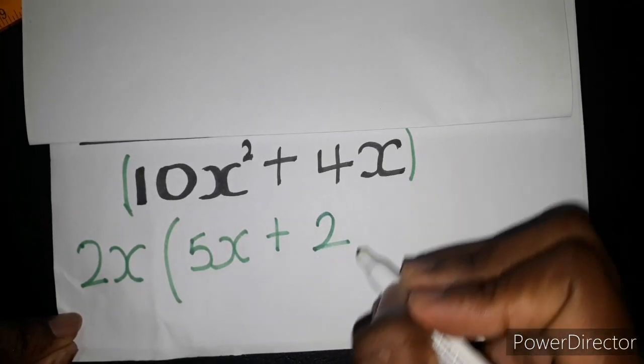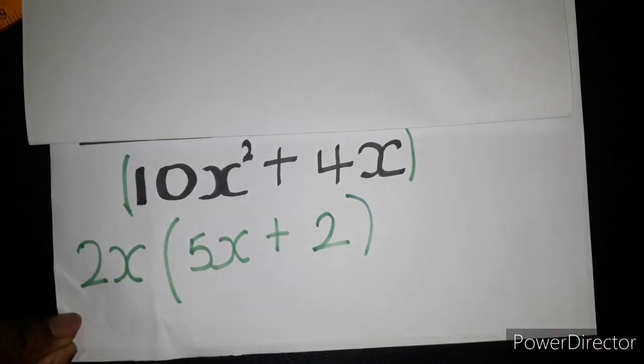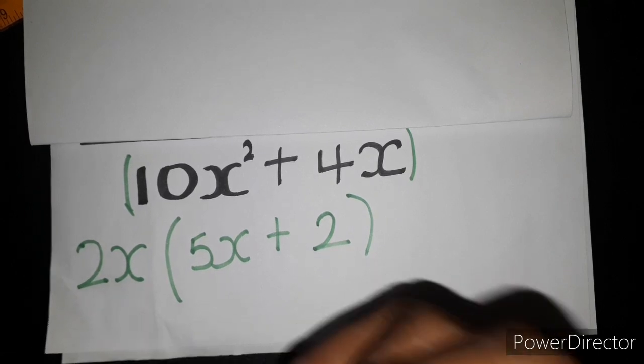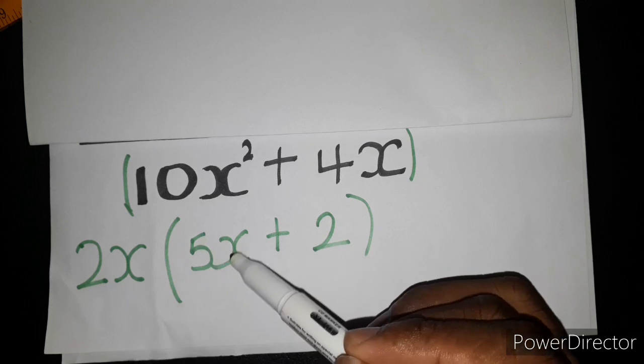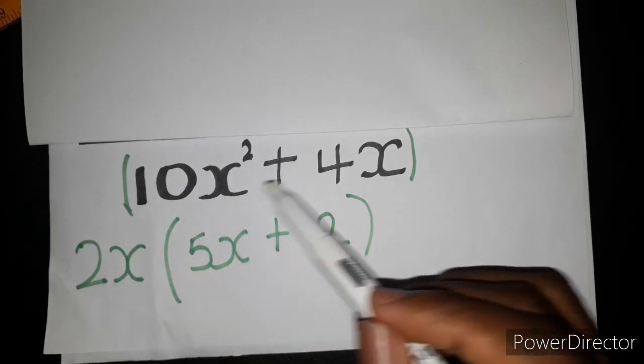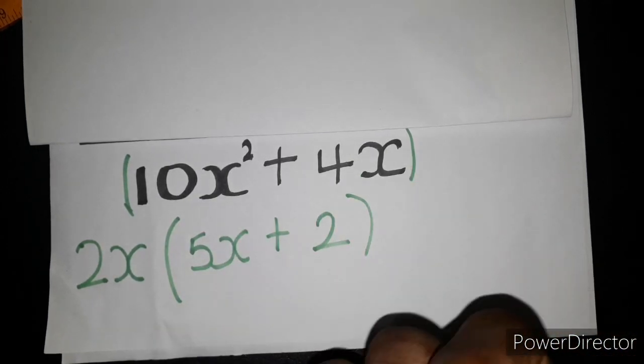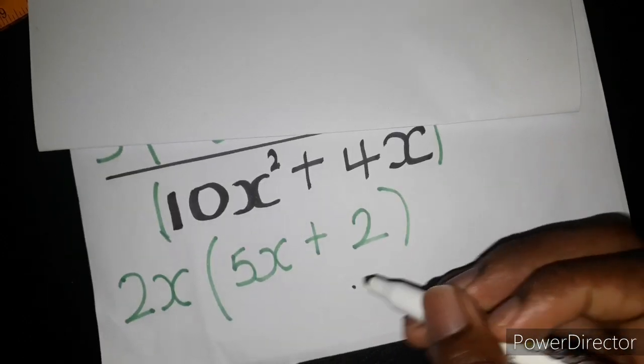I took out the x, and that is the answer for this. That is how you factorize it. Let's see if we're correct. When you expand this, you're supposed to get back the expression at the top here. 2x times 5x will give you 10x squared. 2x times 2 will give you 4x. So that is how you know if you're correct. Alright?